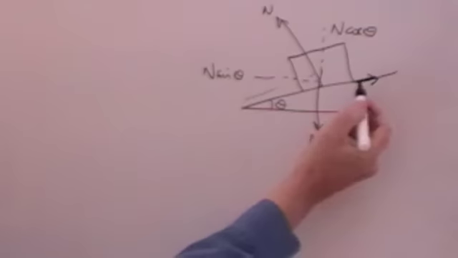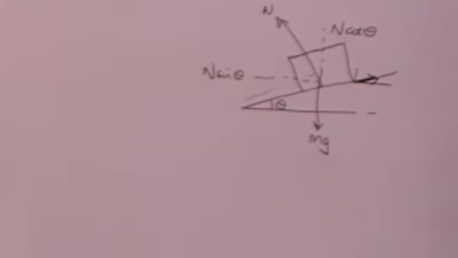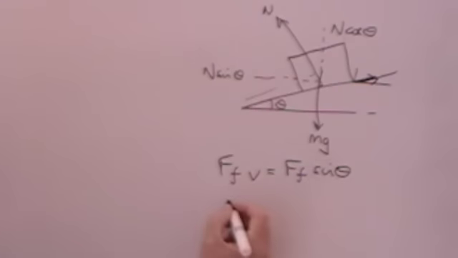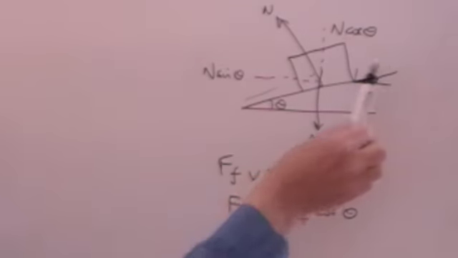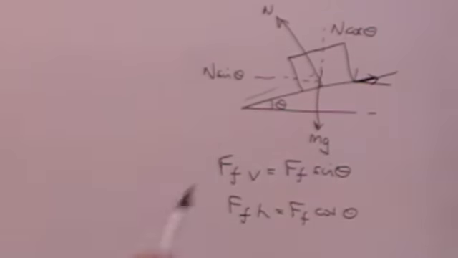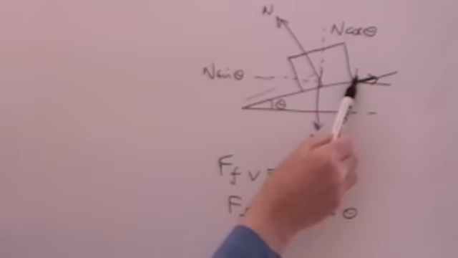And once again, we'll be able to resolve that frictional force into a vertical and a horizontal component. And we'll just remind ourselves that the frictional force vertically is going to be Ff sine theta, and the frictional force horizontally is going to be Ff cosine theta. That's exactly what we had before. It's just that the frictional force is now acting up instead of down, and therefore the components of it will be acting upwards in the vertical direction and outwards in the horizontal direction.